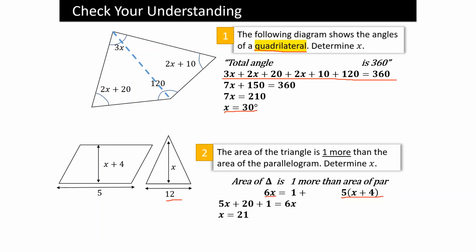And we know that the area of the parallelogram is 5 times x plus 4, but the area of the triangle is 1 more than that, so we have to add 1 to it. Then once we have that, we equate. We know that 5 times x plus 4 is equal to 5x plus 20. So that's how we have this right here. So 5x plus 20 plus 1 is equal to 6x. Then we solve for x. So we know that x is equal to 21.